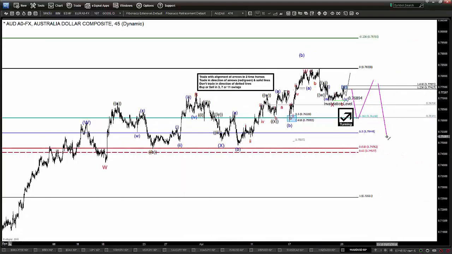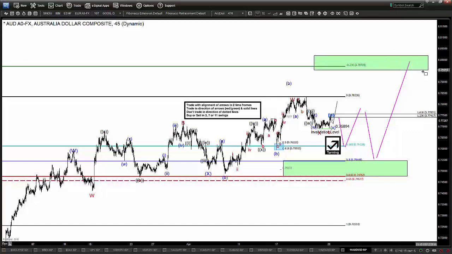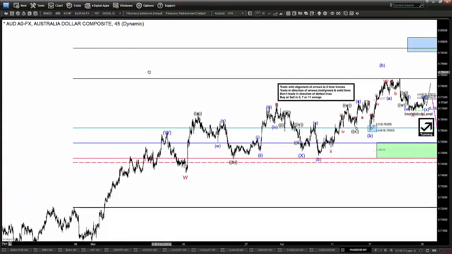in a correction into the 75.45 area where I want to be a buyer. Stops below the 74.75, first target towards the 76.25s, and then all for upside towards the 79.75 or 79.70 area, ultimately for a new swing into highs.